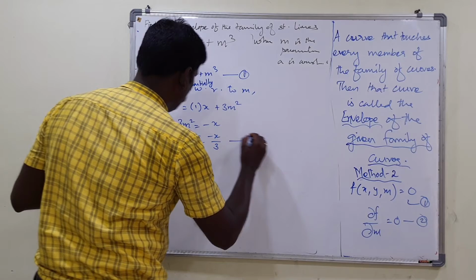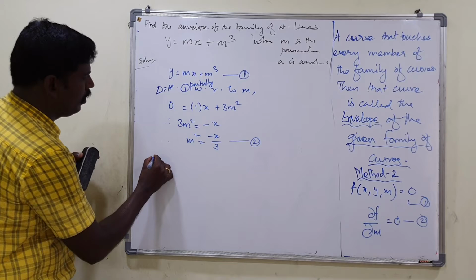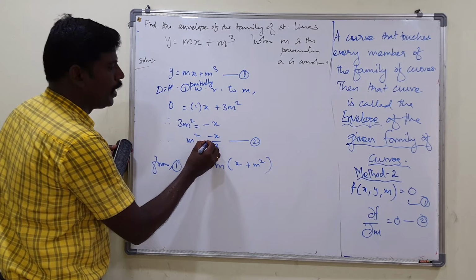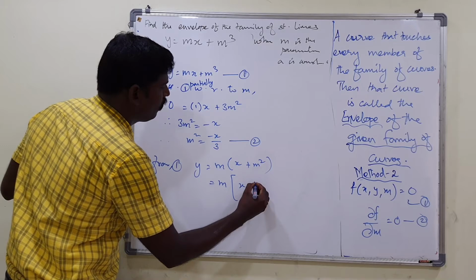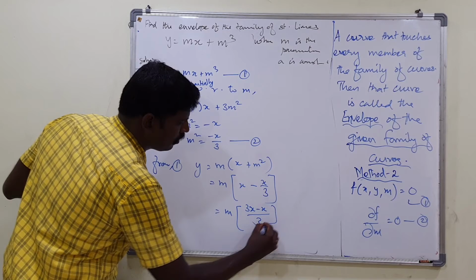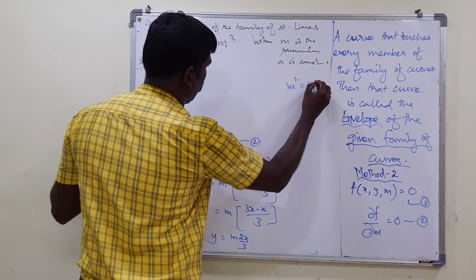Now I am going to eliminate m between 1 and 2. Right? So how to eliminate this? Same as what we did in the previous one. From 1, I am taking m as common, x plus m square. Now I am going to apply the value of m square from 2, right? So m into x minus m square, the value of minus x by 3, right? I am substituting the value of m square here. So taking LCM as 3, so 3x minus x, that is equal to m into 2x by 3. This is the value of y, isn't it? Right? I have only the value of m square. What is m square? Minus x by 3. Here still m is not eliminated, okay, right?